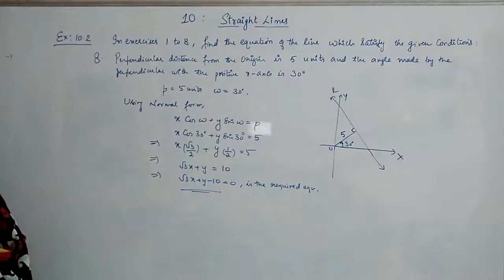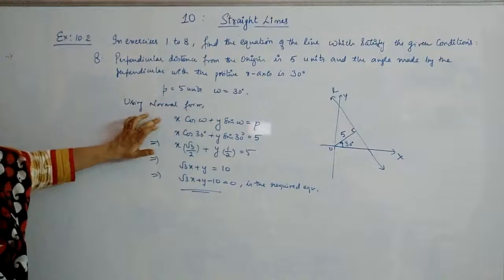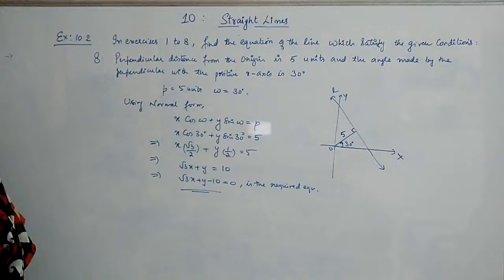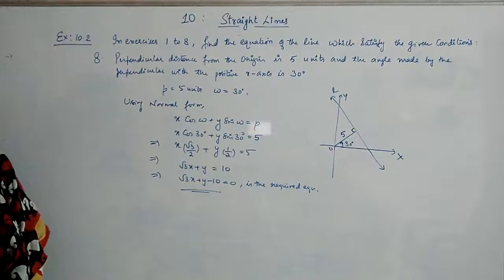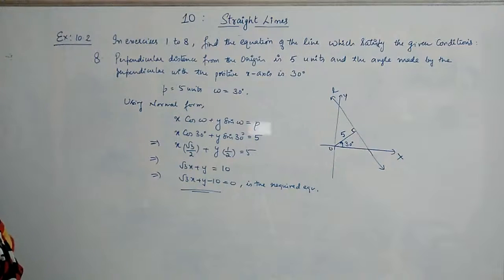Okay. So whatever concept is given, according to that only we will use the formula. Here you have been given the perpendicular distance and the angle made in between the perpendicular distance and the x-axis, that is omega. So you have to use normal form, which is x cos omega plus y sin omega equal to P. Okay.